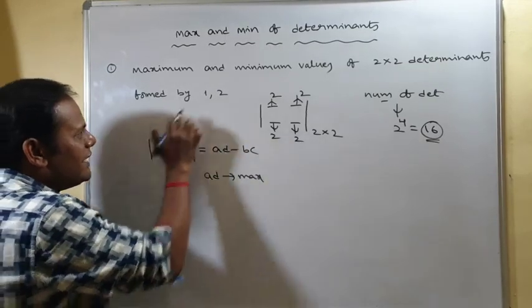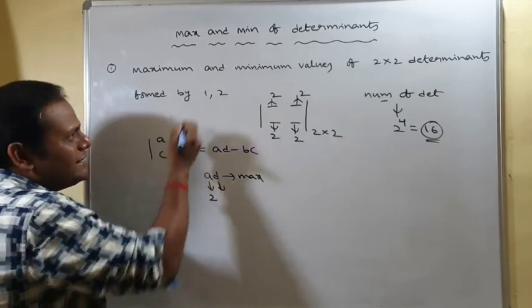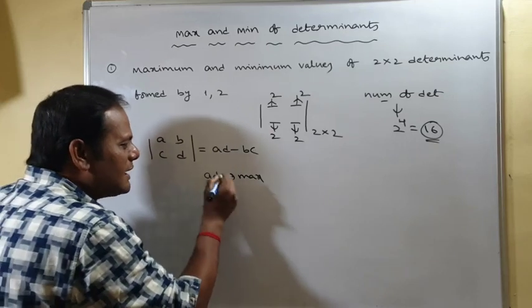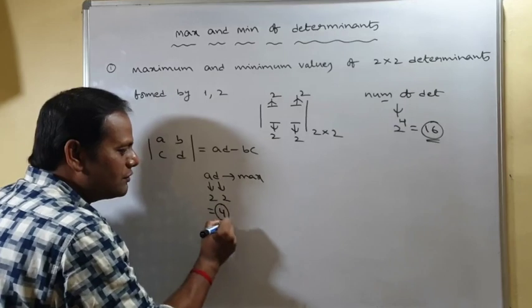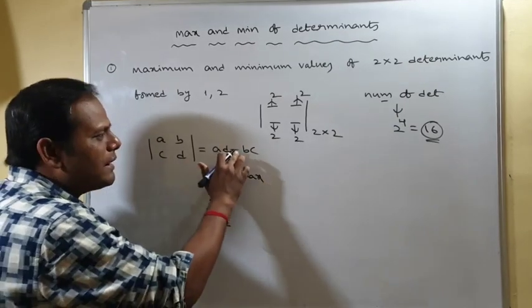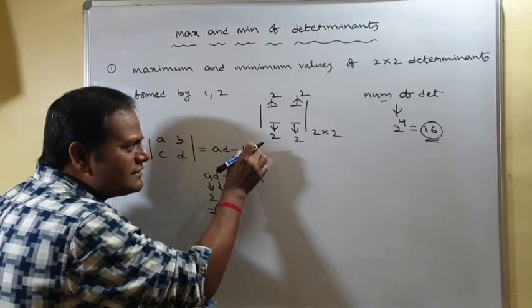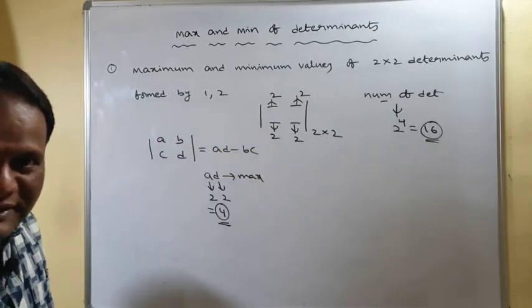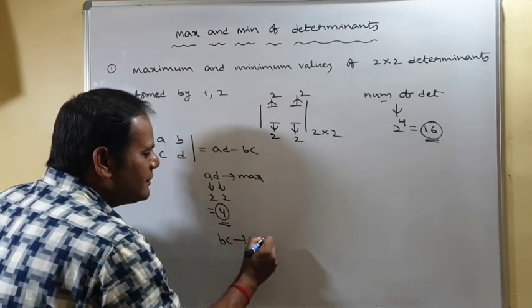Suppose you take A as 2, D also you can take 2. So the maximum AD value is 2 into 2, that is 4. So 4 minus something. If this something is least, we can get the maximum determinant. So BC must be least.